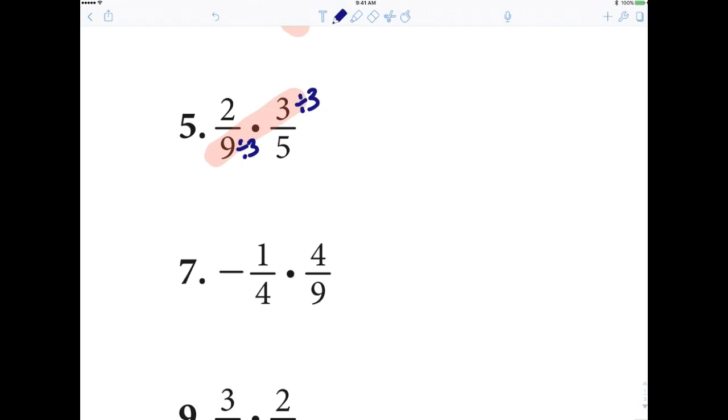You should just know 3 divided by 3 is what? And 9 divided by 3 is? 3. Just in case you forgot. All right? And so now we're doing positive times a positive, so that stays a positive. So the final answer now is 2 over 15. Does everybody agree that's pretty easy?